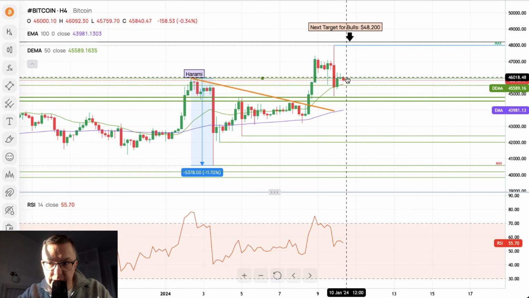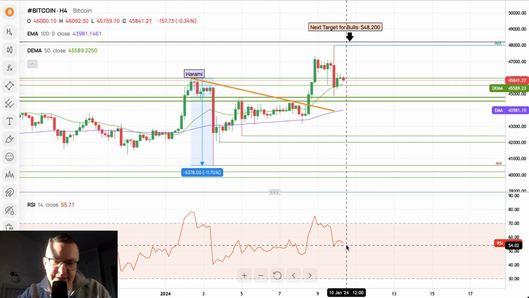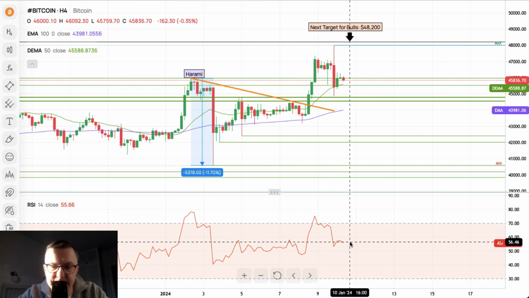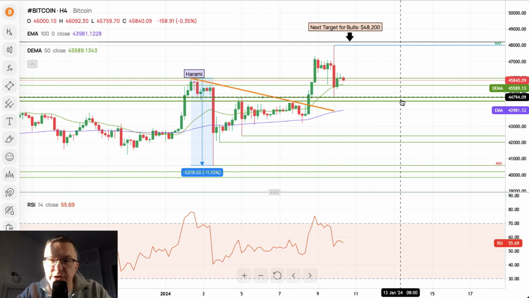Right now we are trading around $46,000. Momentum is positive. It's not that strong, but it's still positive. So we can still expect some sort of movement to the upside if the final message about the Bitcoin spot ETF is officially released by the SEC officials.